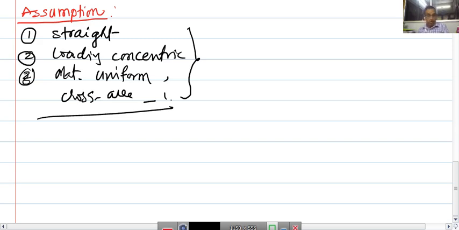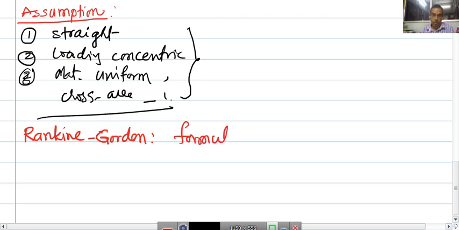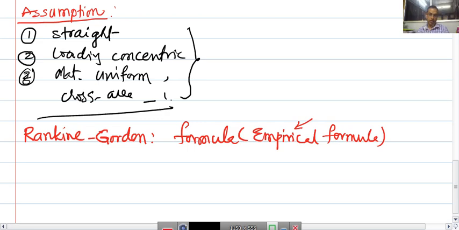Okay. So, one by one, taking the limitations of Euler, Rankine came up. Rankine Gordon came with a formula which is an empirical formula. Empirical formula means it does not have a proper derivation, but it is based upon experimental results. So, he concluded. Okay.